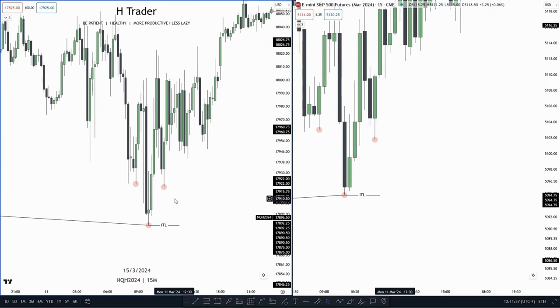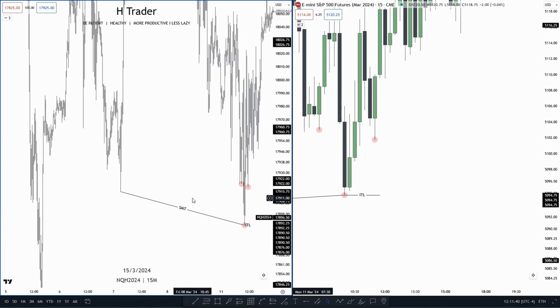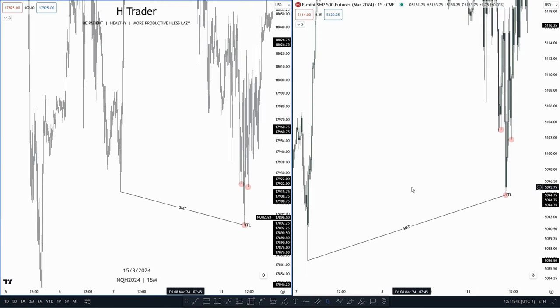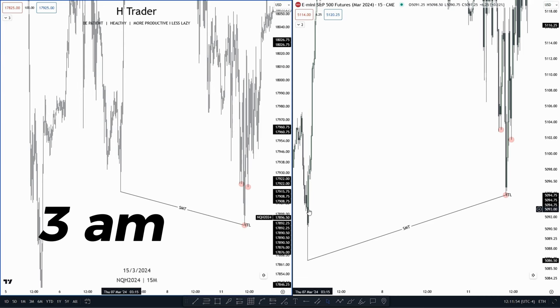Or we could of course target the low that we also targeted on the S&P 500. Down here in the 15 minute time frame, we can see that price created a SMT, where on the NASDAQ price ran this low, but on the S&P 500 price failed to take out that low, and it occurred at 3 a.m. this low.